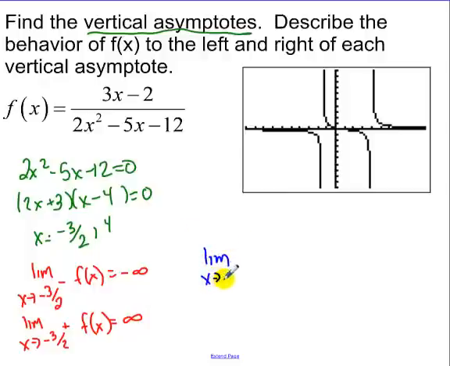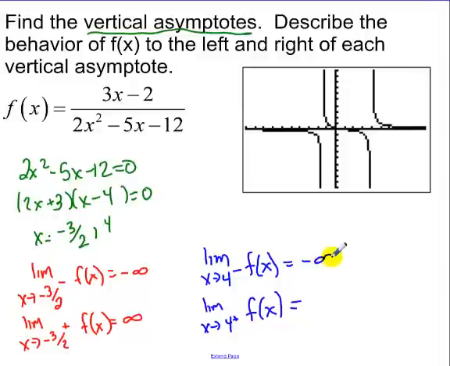Now, let's talk about x going to 4, from numbers a little bit less of our function, and the limit as x goes to 4 from numbers a little bit more. As I start looking at this, numbers a little bit less, we're going to negative infinity. Numbers a little bit more, we're going to positive infinity. It's not always going to work out that the numbers a little bit less are negative and numbers a little bit more are positive. It just so happens in the example I picked, that's what they worked out to be.